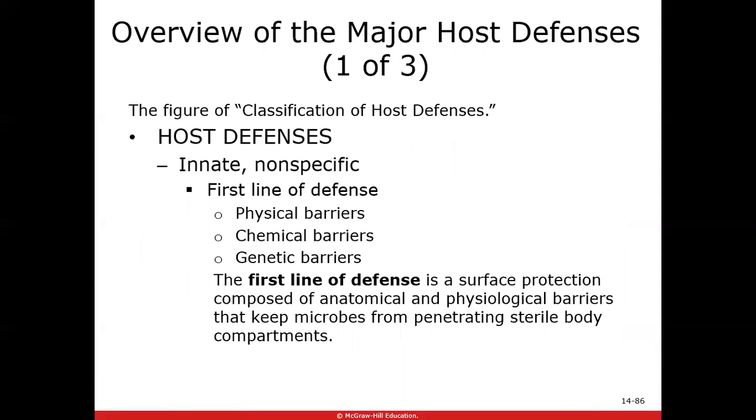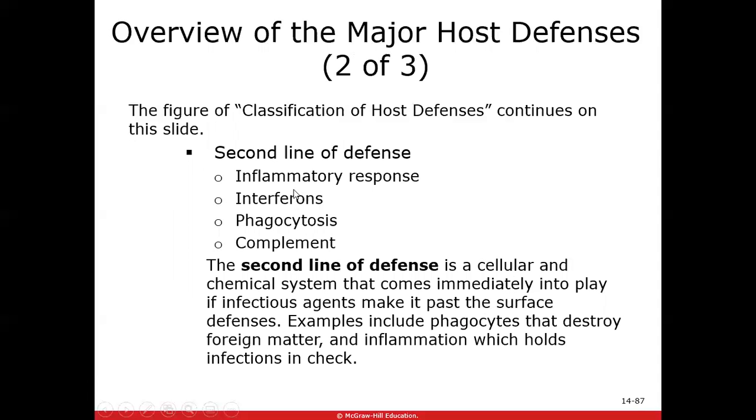So overview. Let's go through the overview. The host defenses. First, you have innate or non-specific first-line defense: physical barriers, chemical barriers, genetic barriers. Definitely know these different barriers and what could entail the different barriers. First line defense is a surface protection composed of anatomical physiological barriers that keep microbes from penetrating sterile body compartments. Then you have the second line defense: inflammatory response, interferons, phagocytosis.